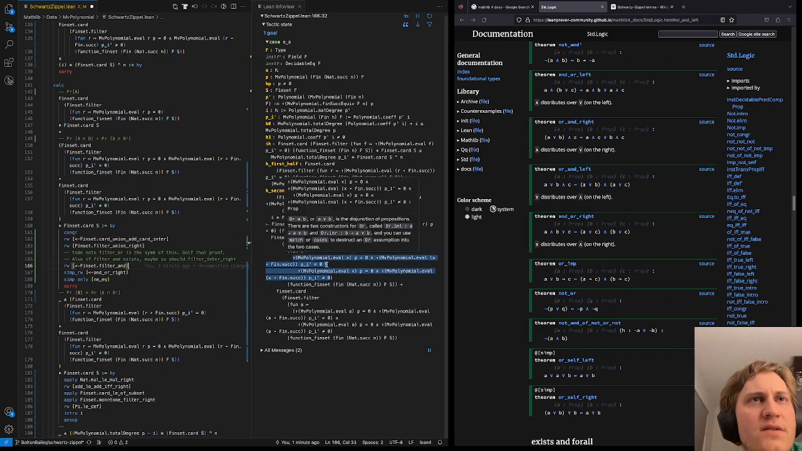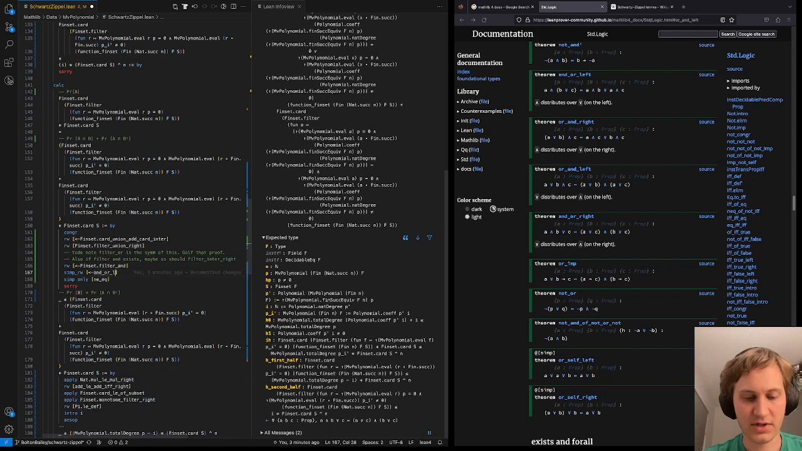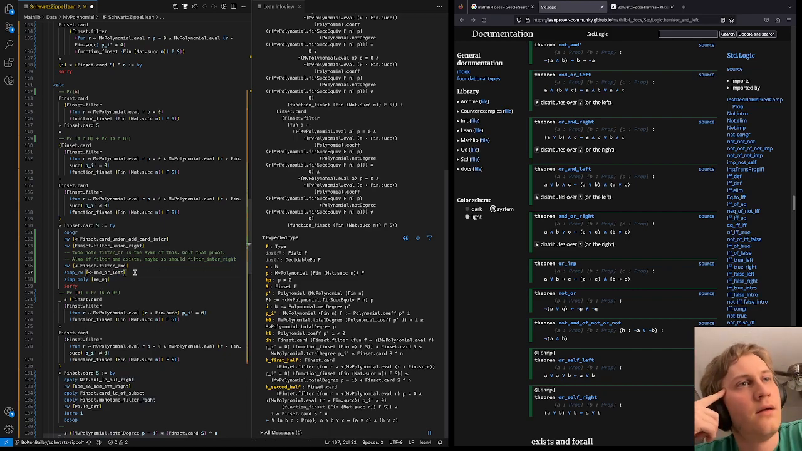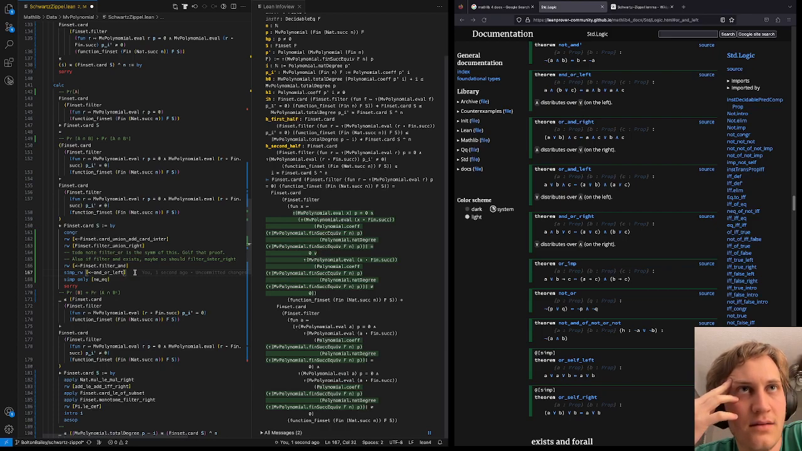Something's wrong. Let me carefully look. This is of the form A and B or A and C. This is and or left. A and B or A and C. So this needs to be and or left, and it does need to be in the reverse direction. Okay, let's see how this does. Of course, I don't know why it's exploding, yeah.